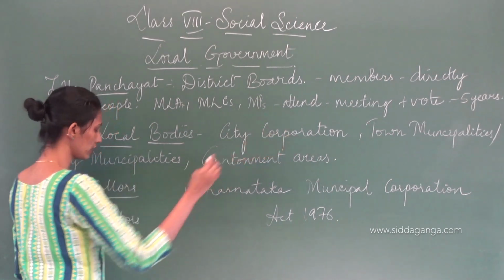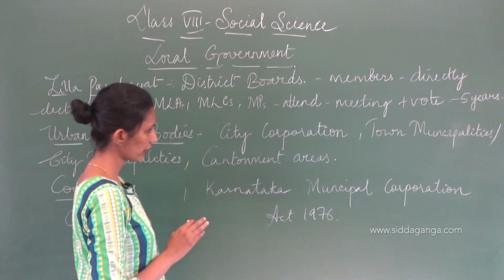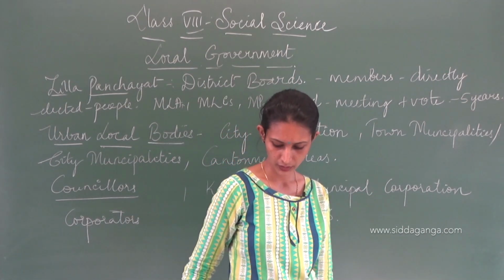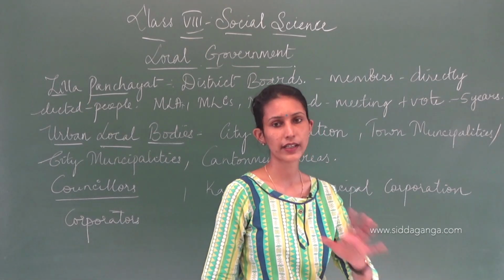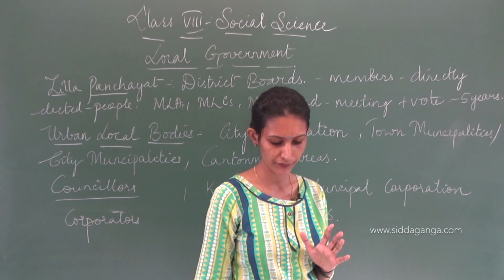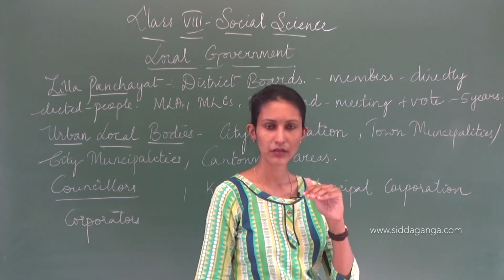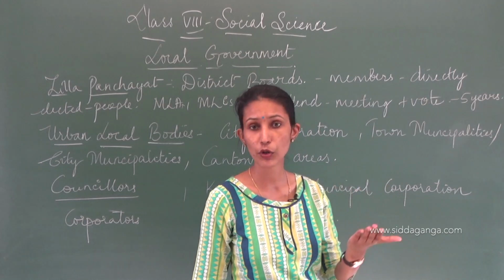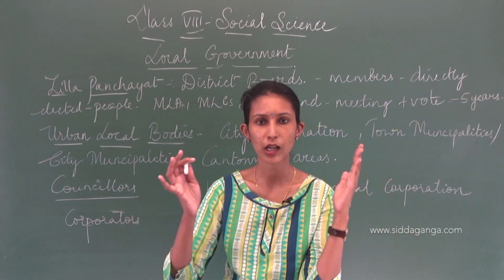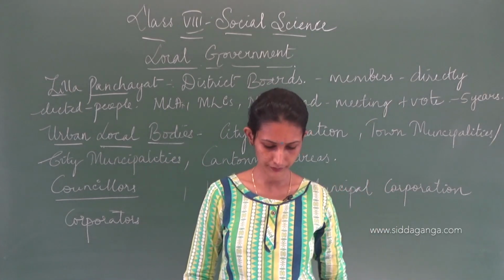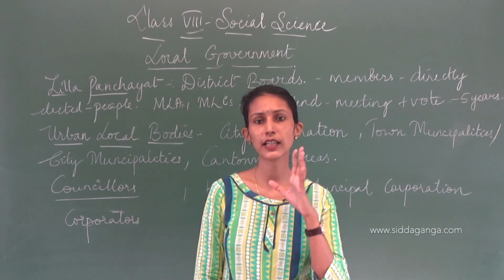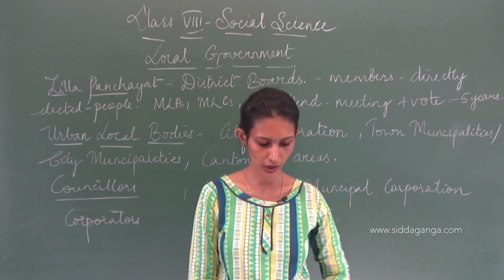Corporation, corporators. That much you remember. Then the number of corporators in the corporation is decided depending on the population. It should not be less than 30 and not more than 100, somewhere between 30 and 100 corporators. So the state government will decide the size of the corporation.